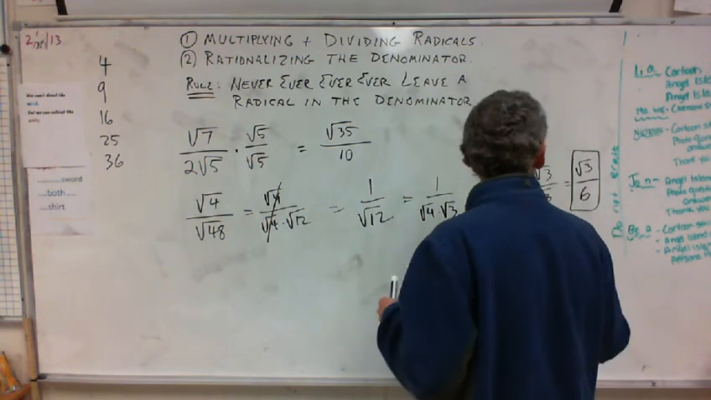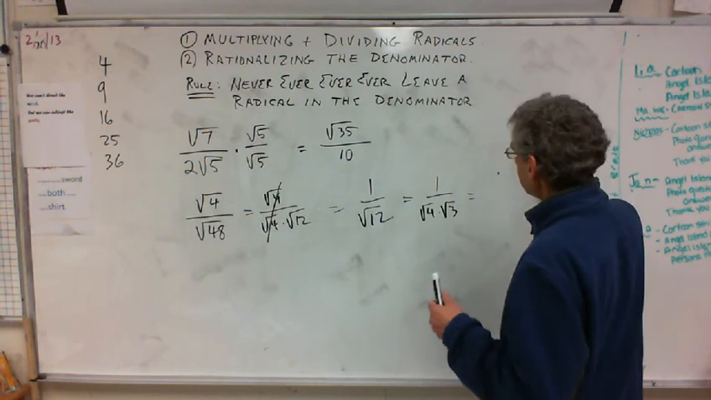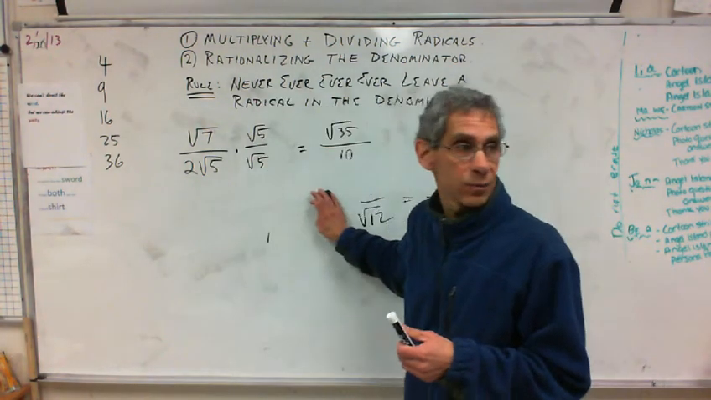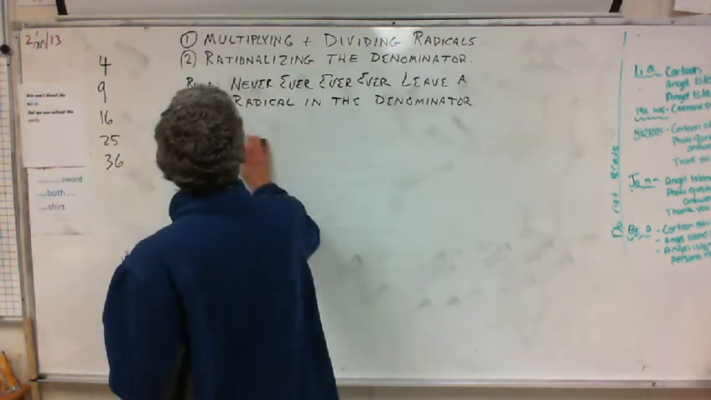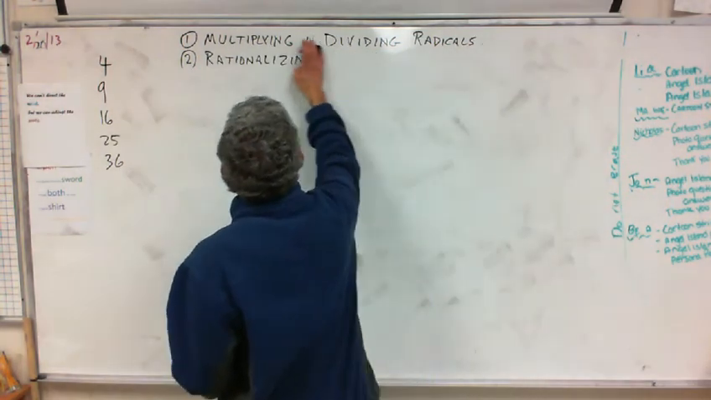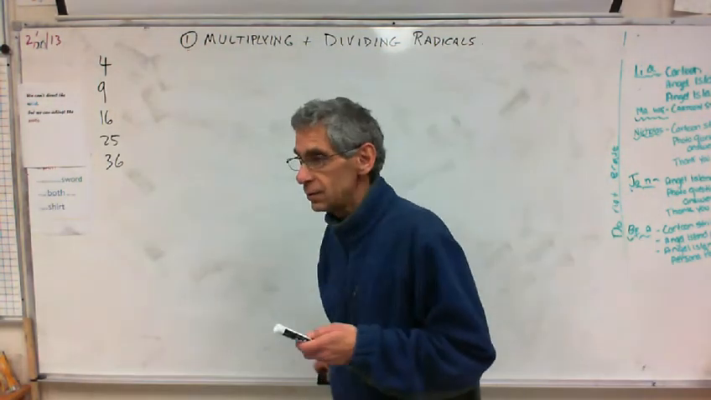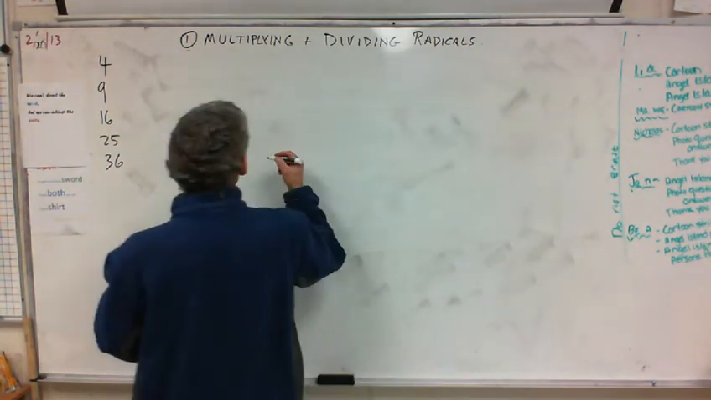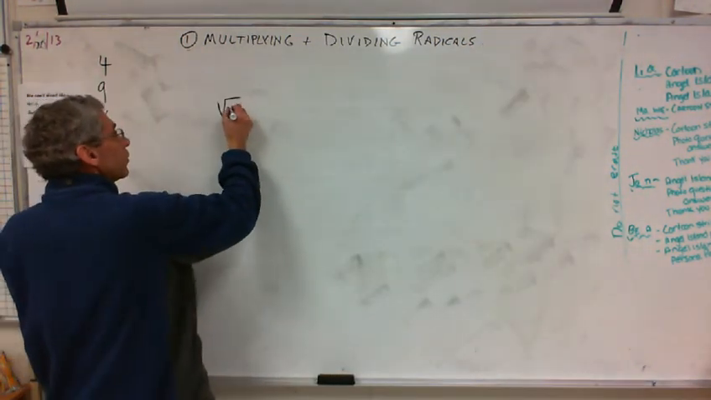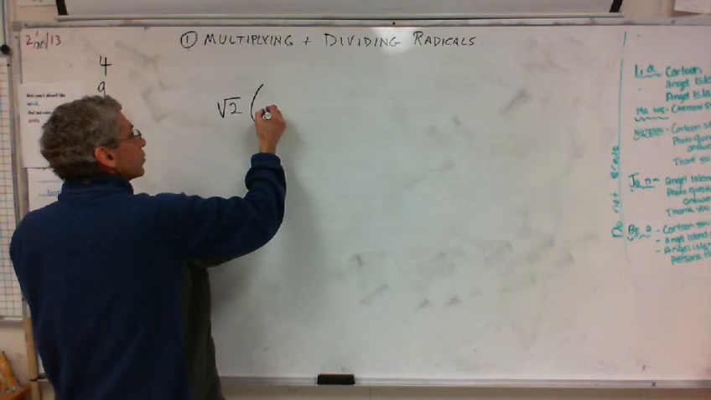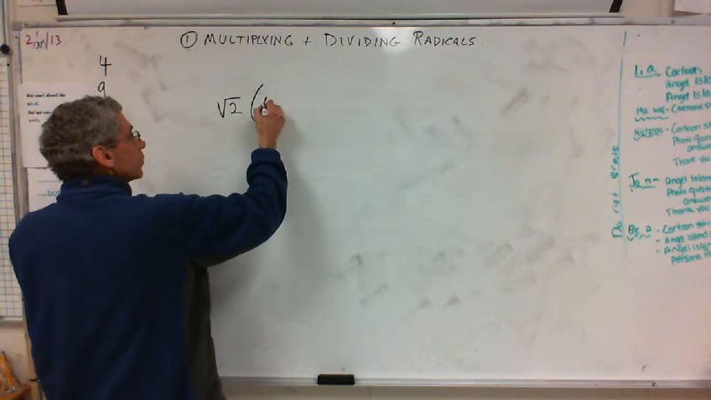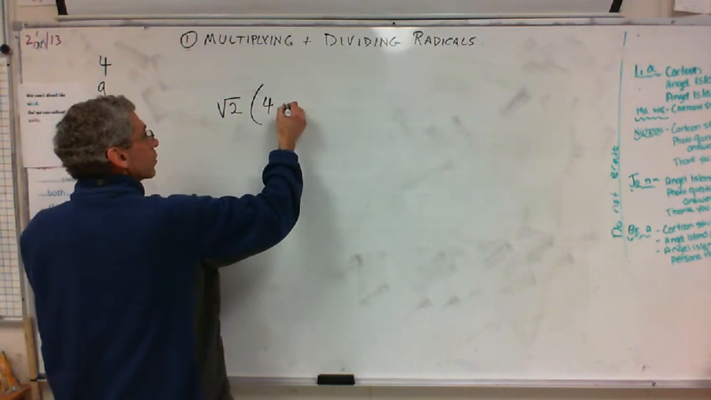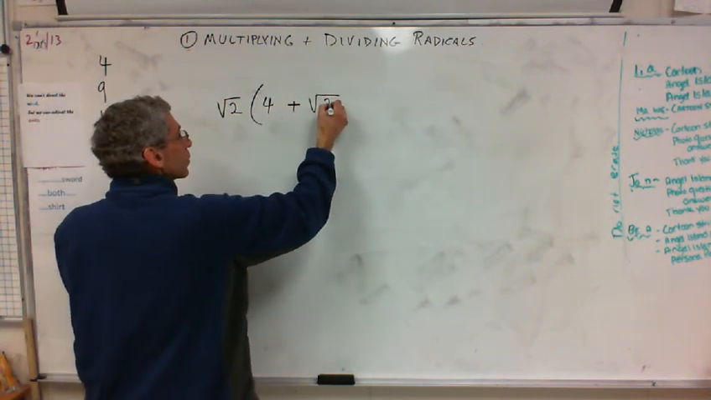But, all right, last thing. I'm jumping backwards to one thing. I just remembered something that's on the homework that I didn't teach. Now we're going back to the first part, multiplying. Okay, last thing. What if I gave you this? The square root of 2 times... 2, 2, 6.